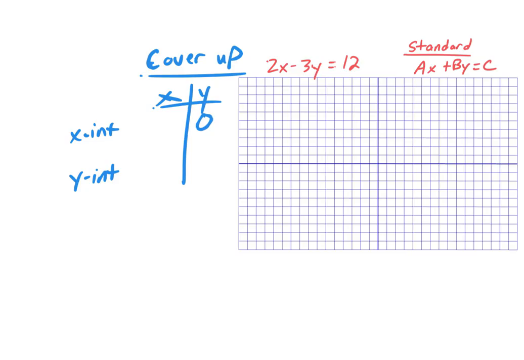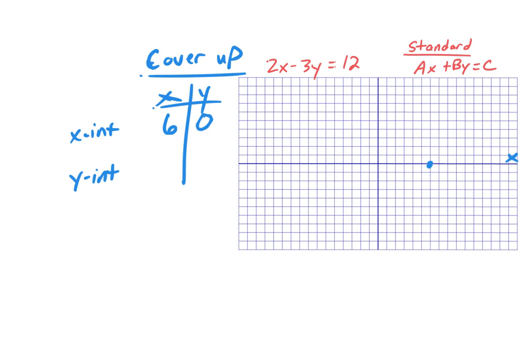Can we solve an equation of 2x equals 12 pretty easily? Yeah. All we got to do is divide by 2. 12 divided by 2 is 6. So my first point is 6, 0. Make sure you plot it on the right axis. This is the x-axis. So 6, 0 would be on that x-axis.